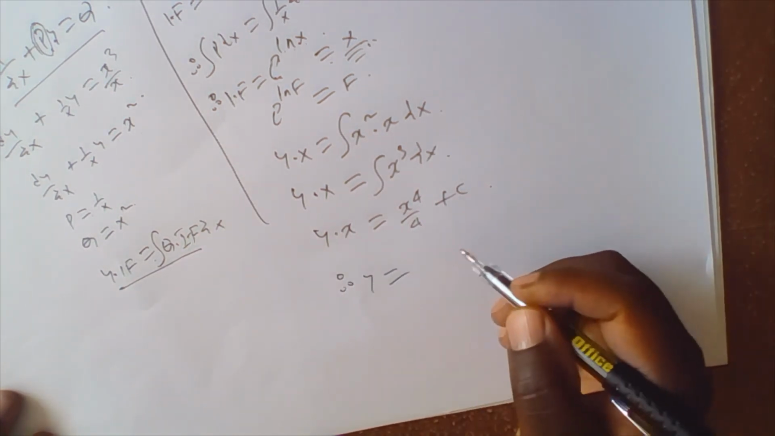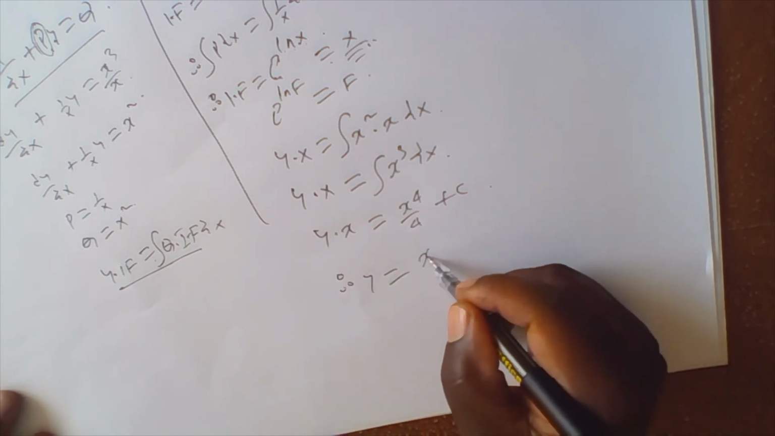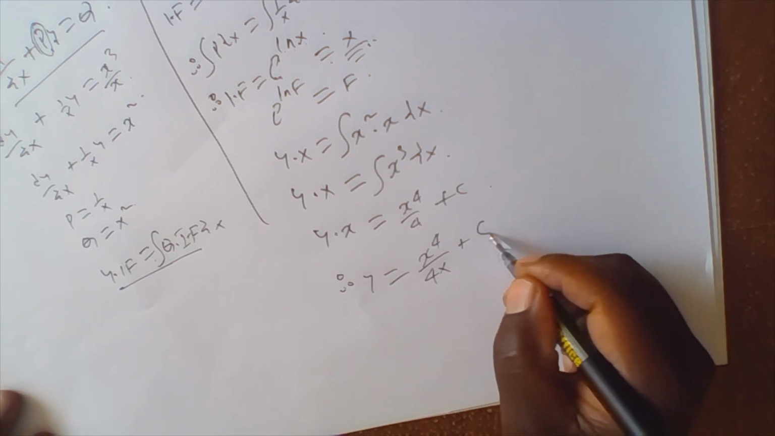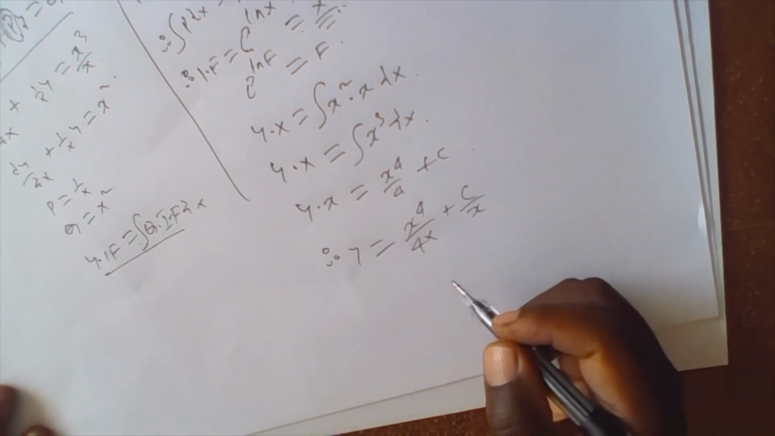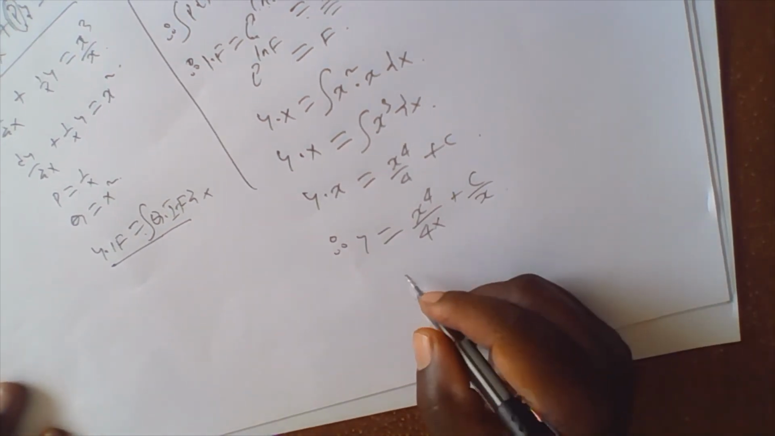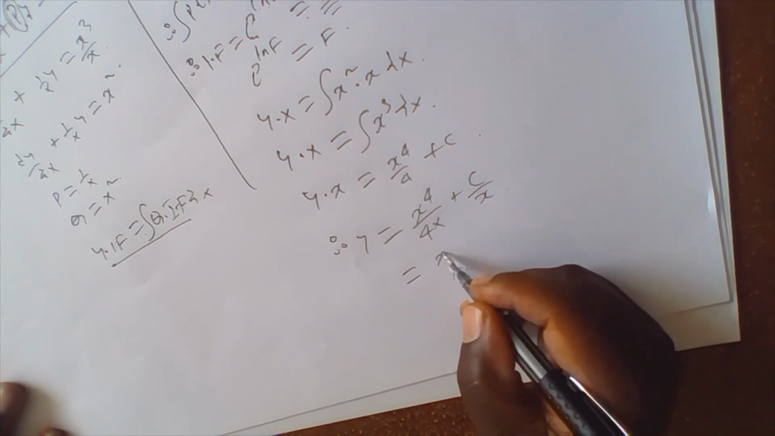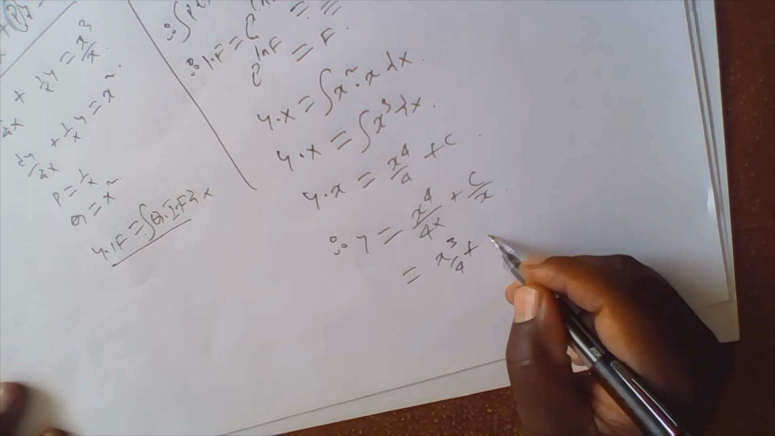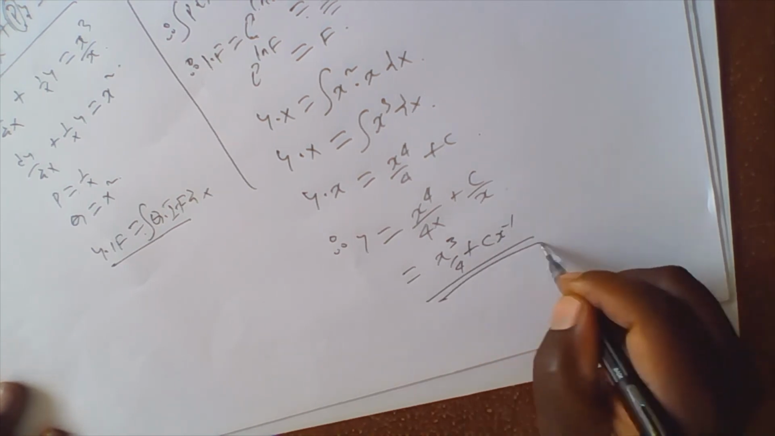Therefore, y equals x raised to 4 all over 4, we divide through by x, plus c all over x. So from here you can say that y equals x raised to 3 all over 4 plus c x raised to negative 1.